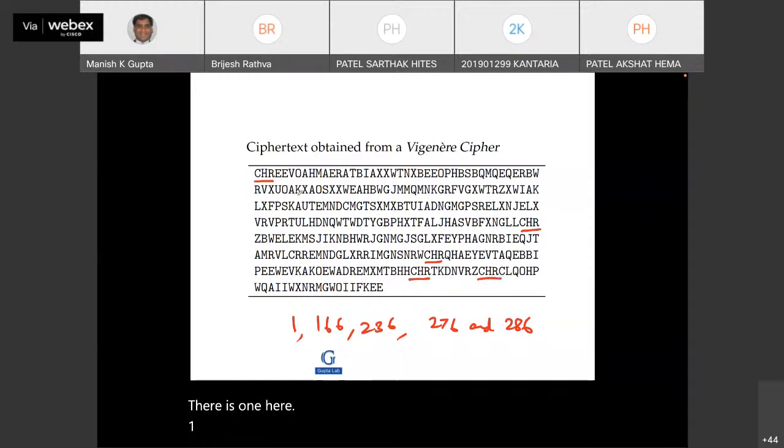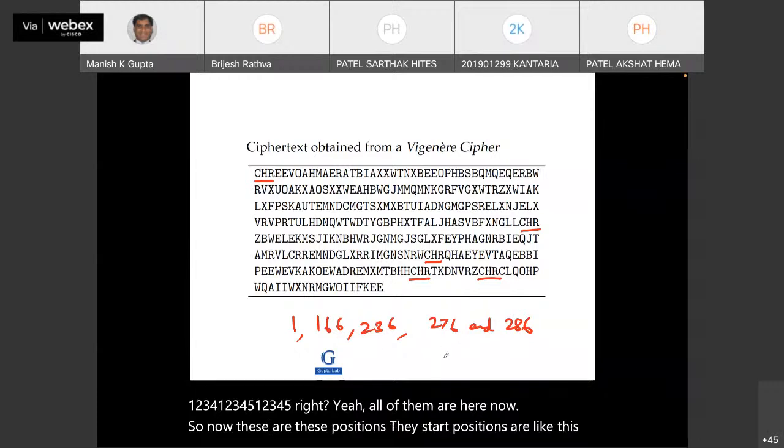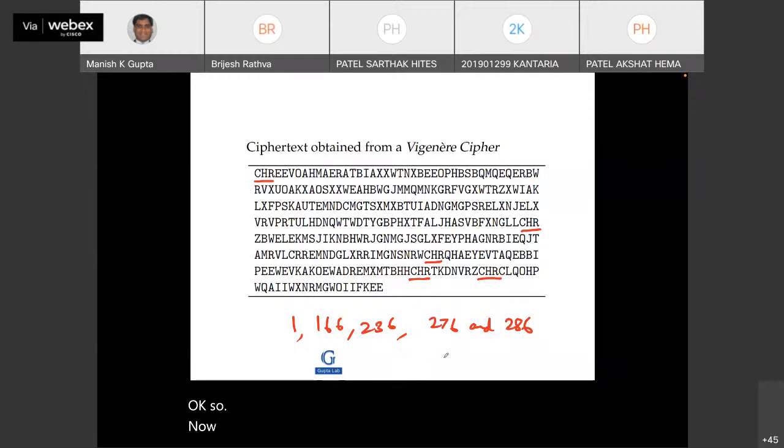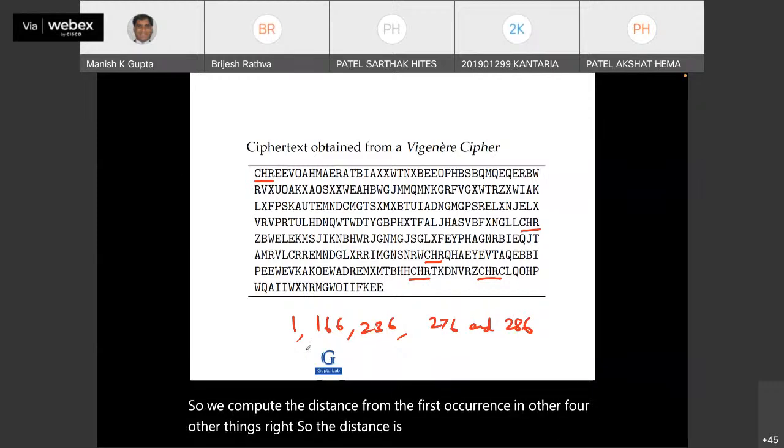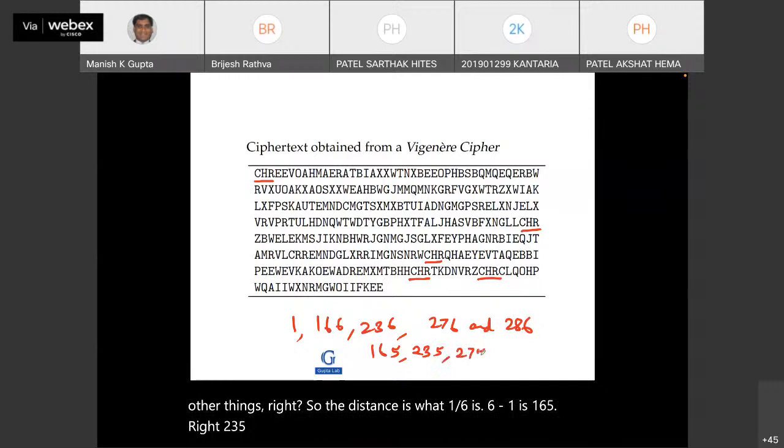1, 2, 3, 4, 1, 2, 3, 4, 5. Yeah, all of them are here now. So now these are at these positions. The start positions are like this. So we compute the distance from the first occurrence to the other four. So the distance is 166 minus 1, which is 165, then 235, 275, and 285. These are the distances.